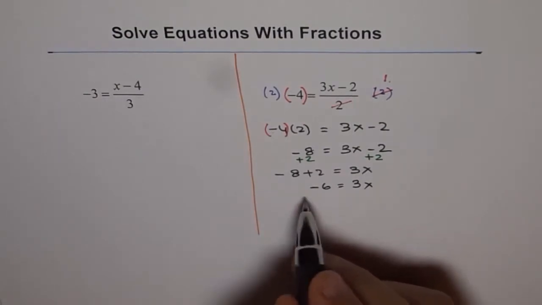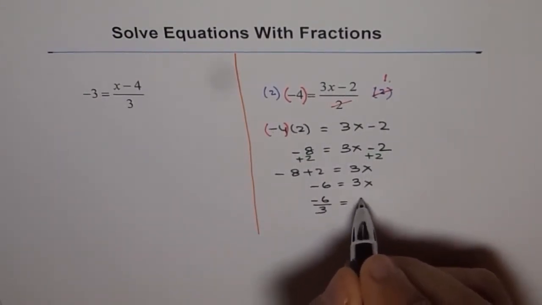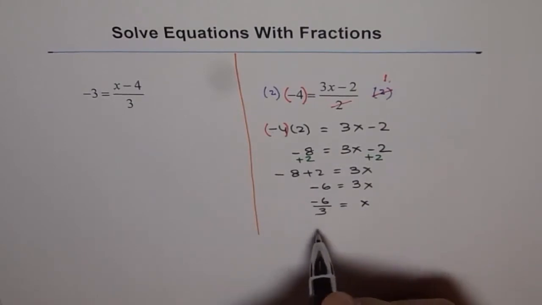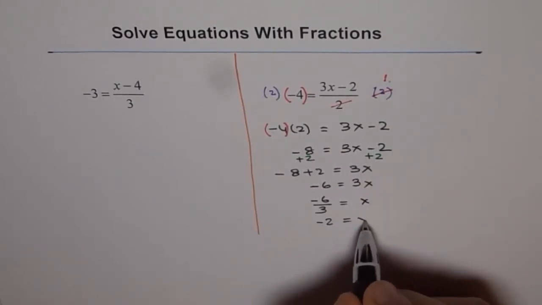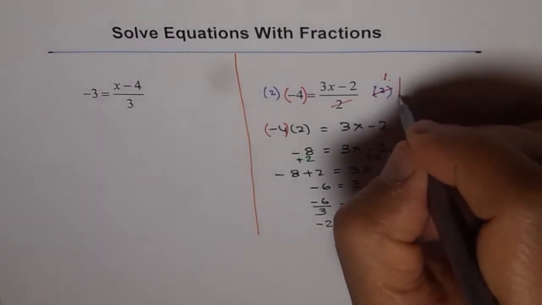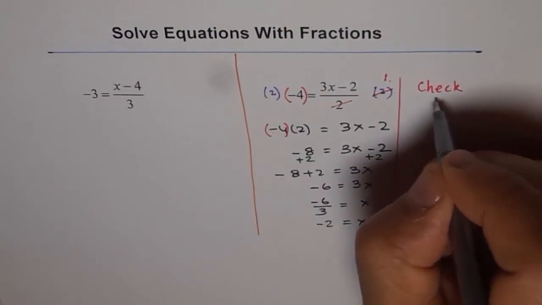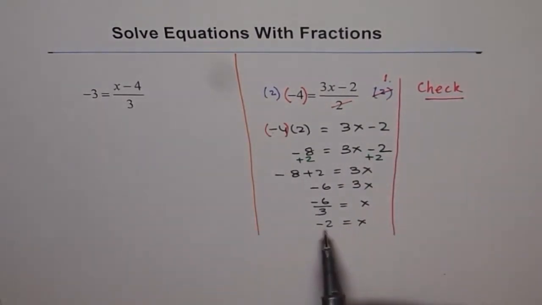Now you need to divide by 3 on both sides. So you get minus 6 divided by 3 equals x, which is minus 2. So you get x equals minus 2. It's always a good idea to check, correct? So let's check it. Check means plug in minus 2 for x and see what you get. So let's try to do that part also.